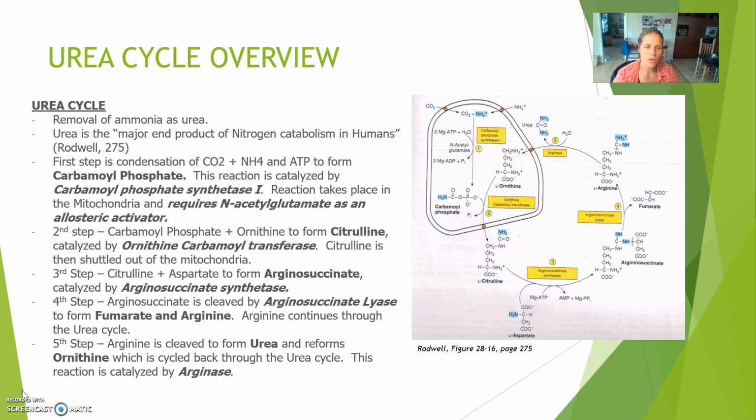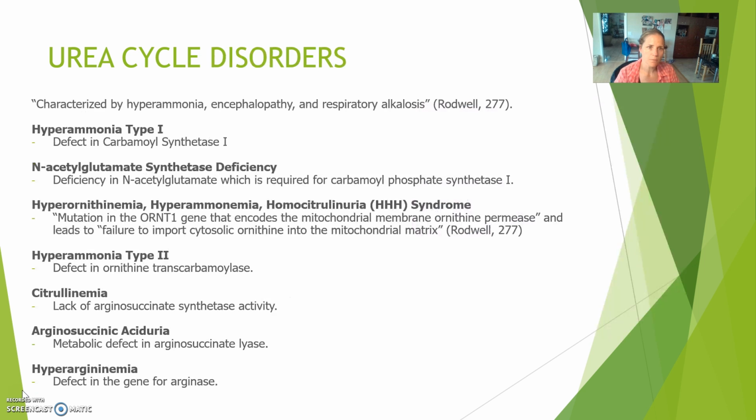Arginine then continues through the urea cycle, and it is cleaved to form urea and reforms ornithine. This reaction is catalyzed by arginase, and the ornithine cycles back through the urea cycle. The urea cycle disorders are characterized by hyperammonemia, encephalopathy, and respiratory alkalosis.